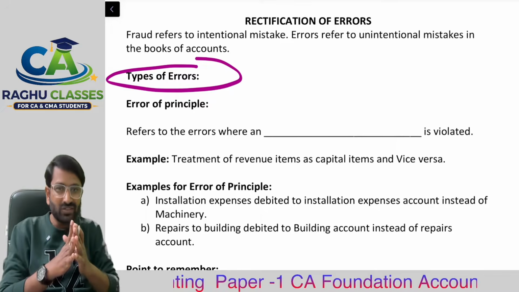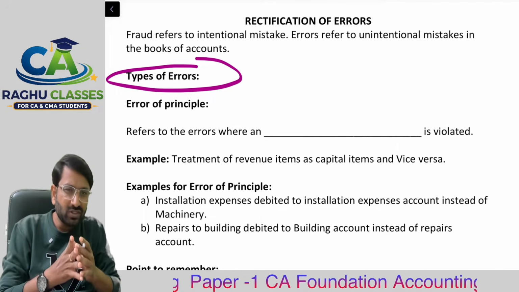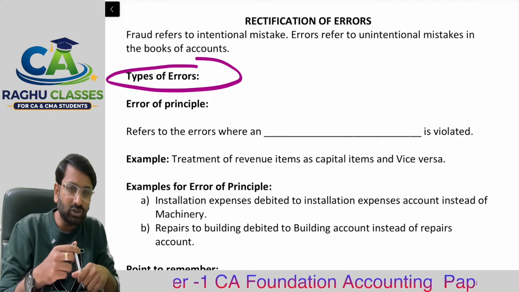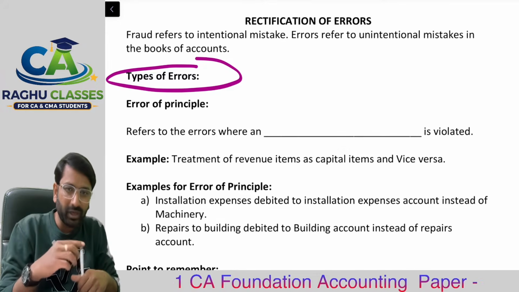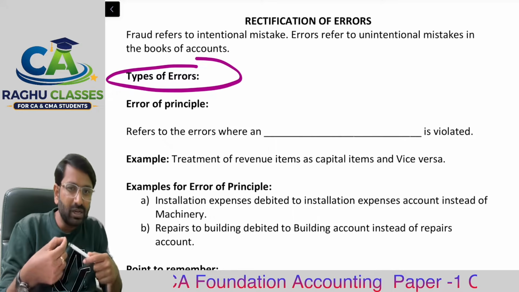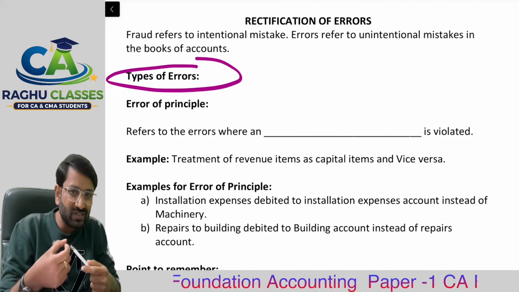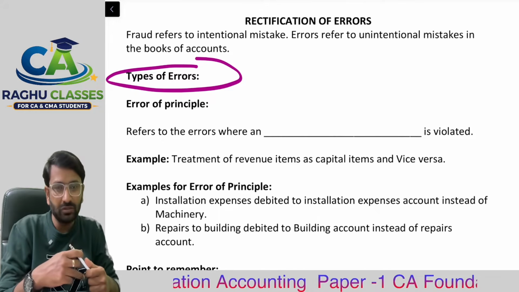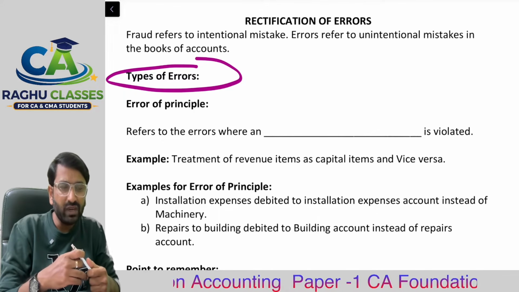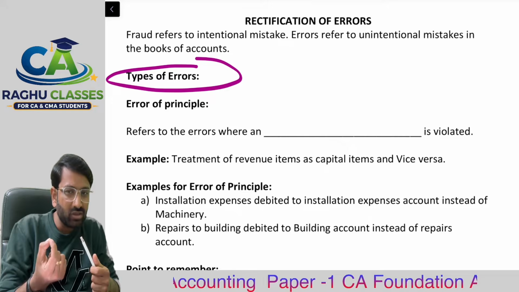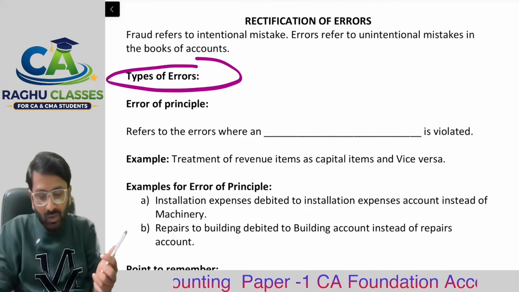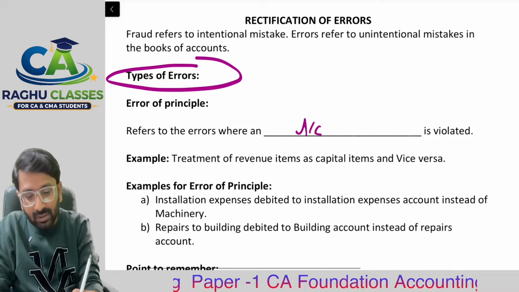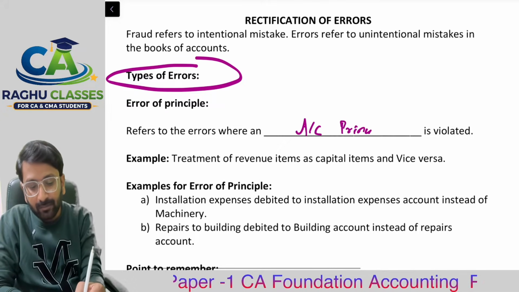So let's say you're purchasing a building. When you purchase a building, it's a capital expenditure. So the correct entry for that should have been building account debit to cash. But instead of building account, if I debit purchase account, then I'm treating capital expenditure as a revenue expenditure, which means whenever you violate a principle, we call this an error of principle. So these refer to errors where an accounting principle is violated.